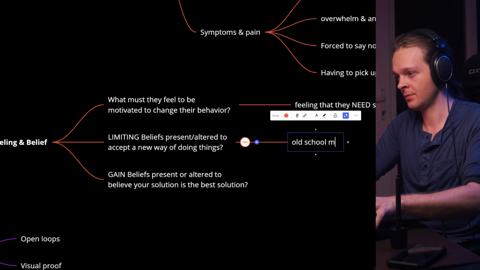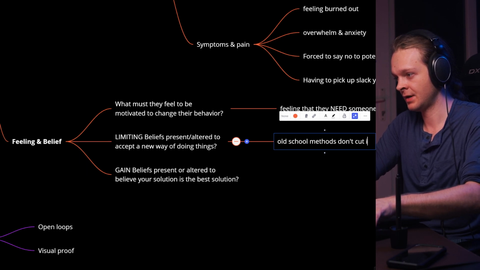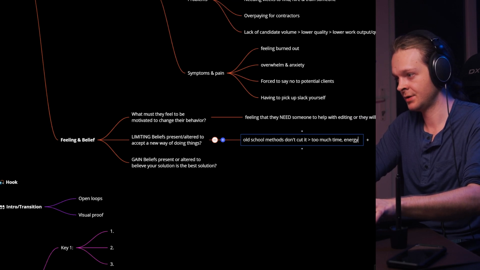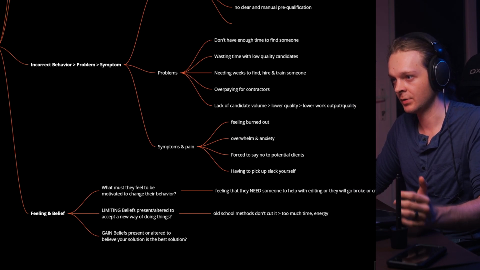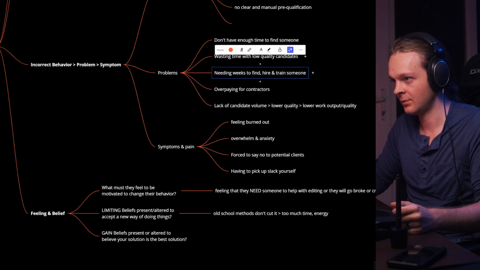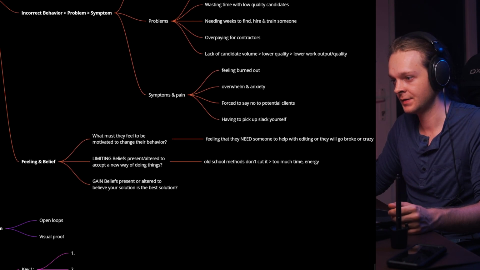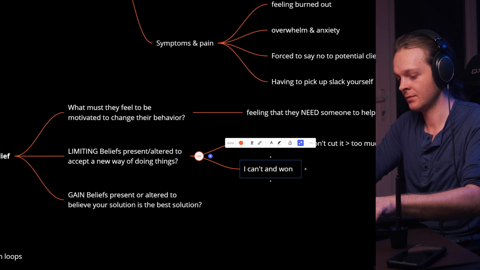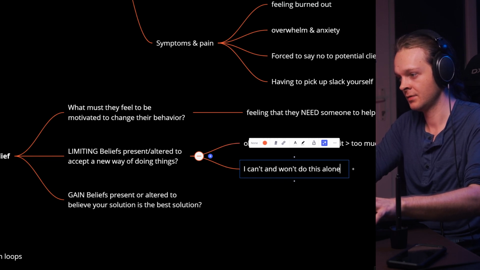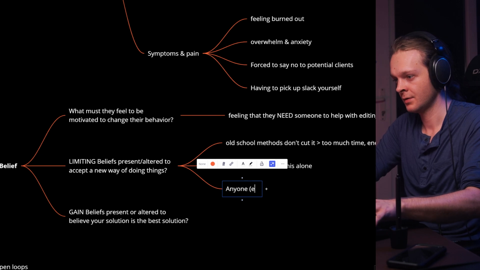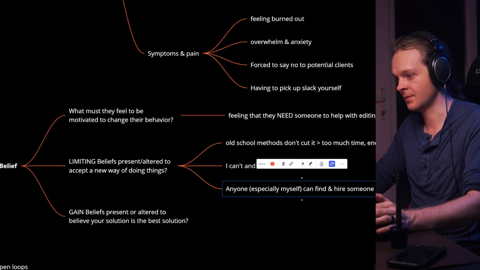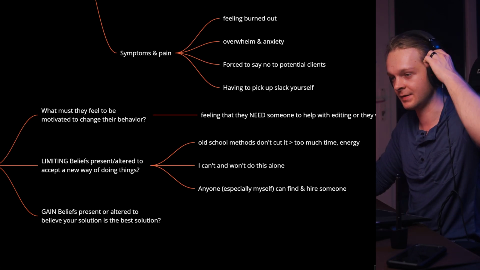Old school methods don't cut it. Too much time, energy. And you can then go back to the problems, check out what you wrote down here. So they definitely need to believe that I can't and won't do this alone. And they must believe that anyone, especially myself, can find and hire someone. That belief definitely must be present, and it's easy if you follow the process.